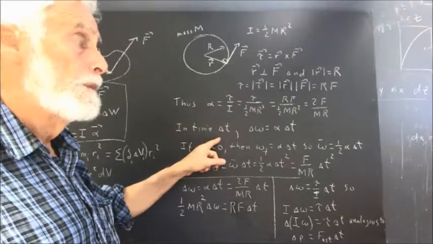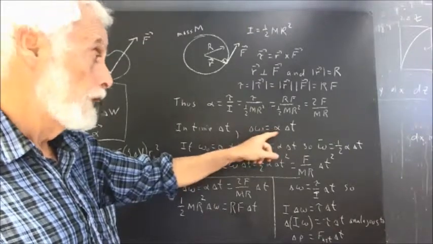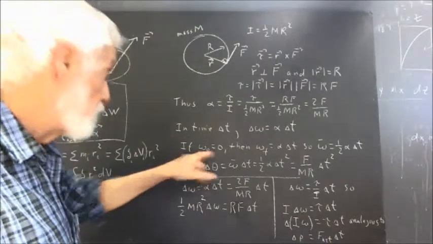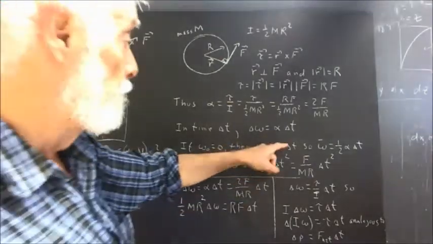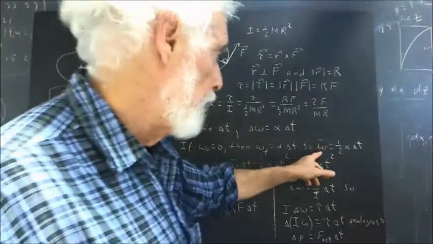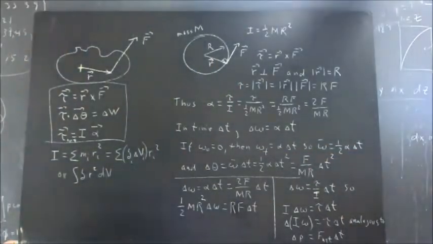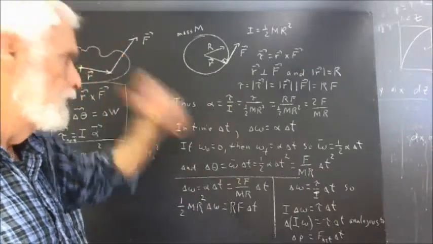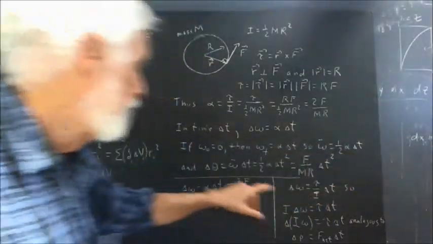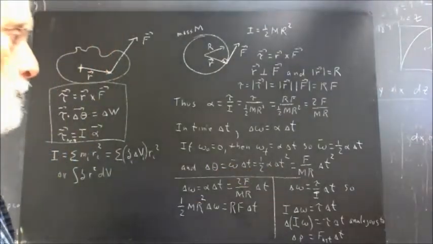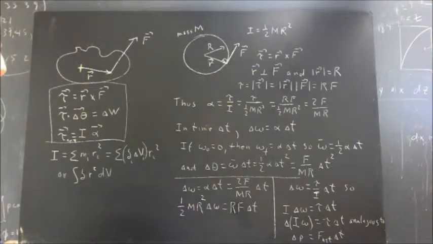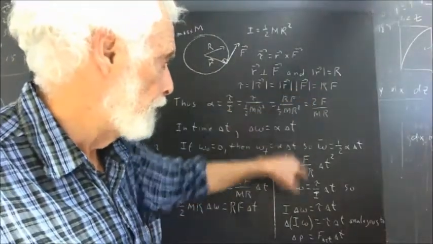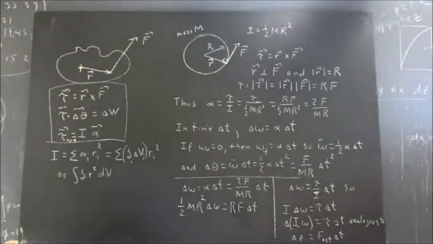Okay, well, what happens then? In time delta t, omega changes by how much? Alpha delta t, acceleration times the time interval gives you the change in angular velocity. So if your initial angular velocity is 0, your final angular velocity is going to be alpha delta t. Follows then that your average angular velocity is 1/2 alpha delta t. And that delta theta then is average angular velocity times delta t. Average angular velocity, again, 1/2 alpha delta t multiplied by delta t gives you 1/2 alpha delta t squared. And that's equal to what? Well, alpha is 2F over MR. So 1/2 of alpha is just F over MR. So that's F over MR times delta t squared.